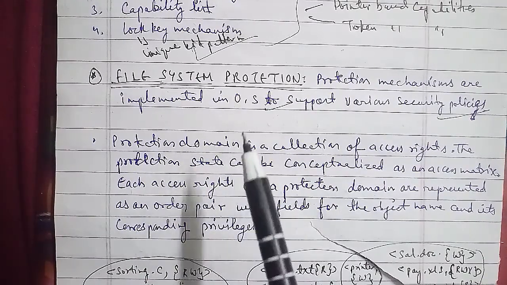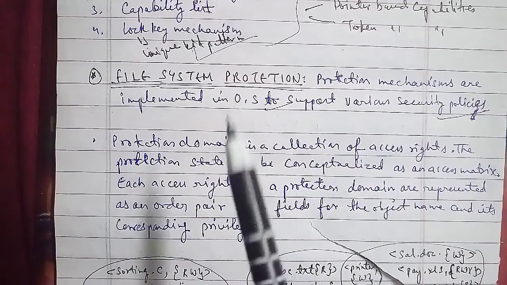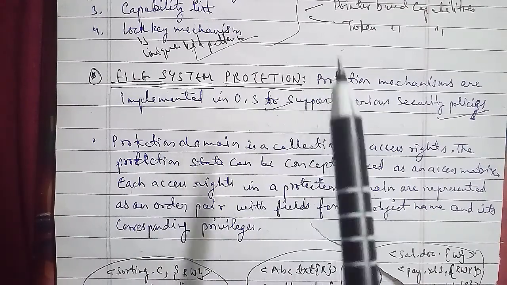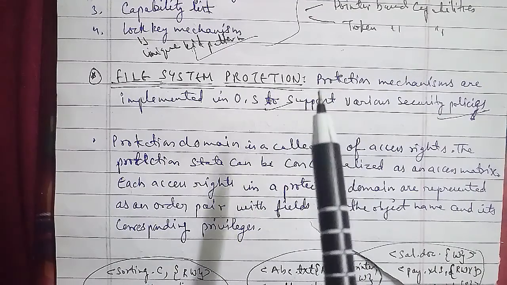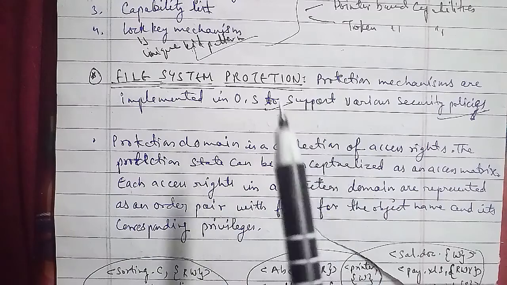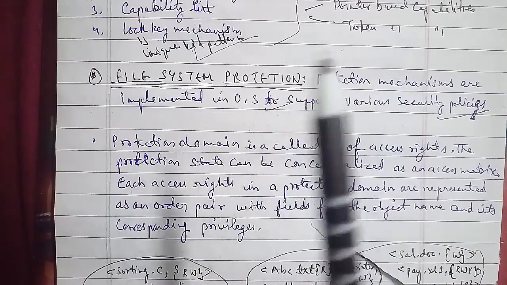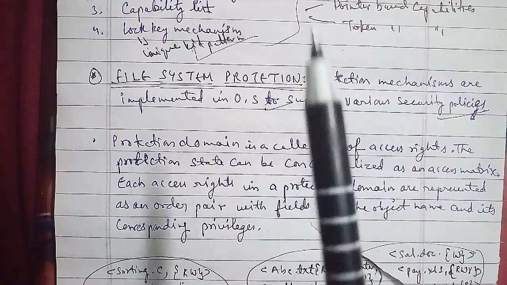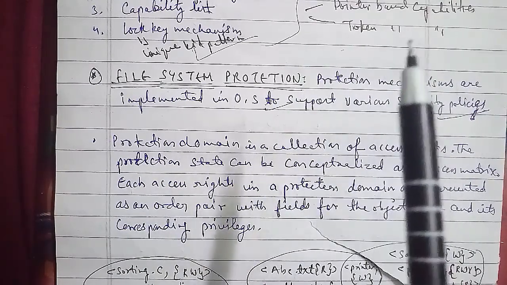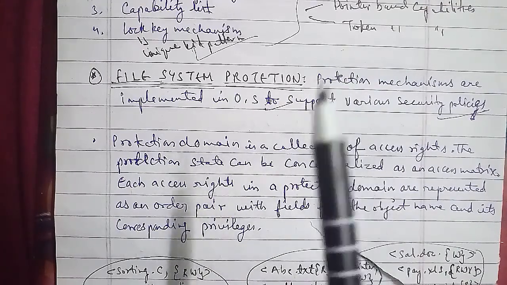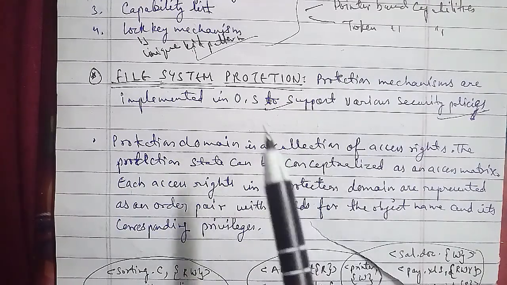With regard to the protection domain, as you can see here, the protection domain is a collection of access rights. The protection domain is a collection of access rights. The protection state can be conceptualized as an access matrix, and each row of the access matrix is a protection domain, represented as an ordered pair with the field for an object name and its corresponding privileges.